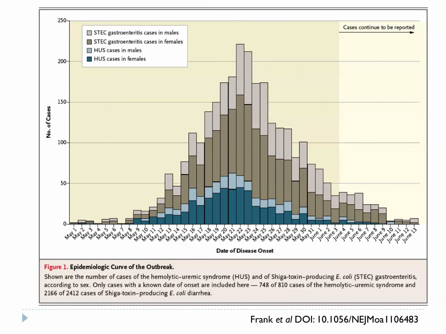This just shows you the course of the outbreak, the peak around the 3rd week in May, and this very large percentage in terms of the usual hit rate of hemolytic uremic syndrome associated with this Shiga toxin producing E. coli.